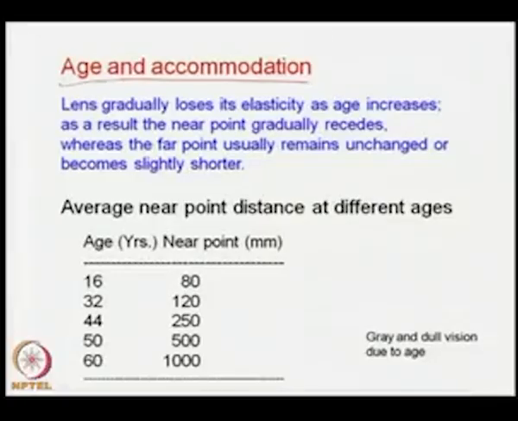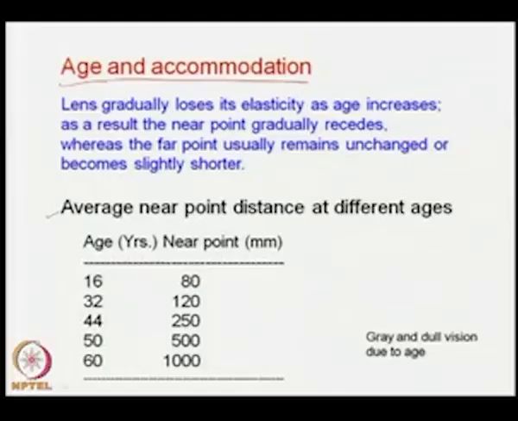Now, age and accommodation, the relevance. The lens gradually loses its elasticity as age increases. As a result, the near point gradually recedes, whereas the far point usually remains unchanged or becomes slightly shorter. So, for aged people, the near vision is rectified by wearing glasses. Now, the average near point distance at different ages.